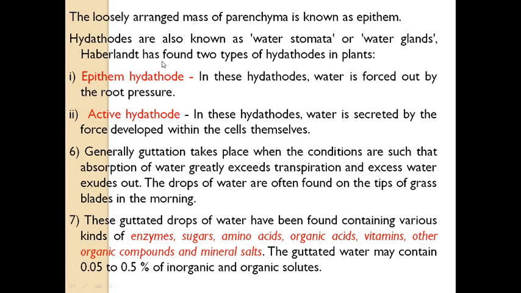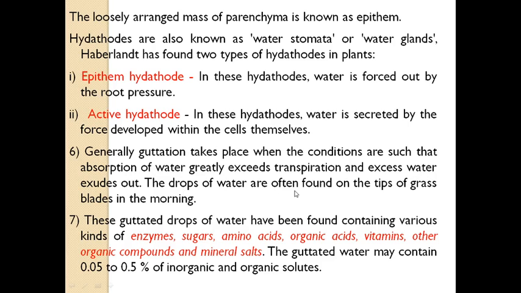Haberlandt found two types of hydathode in a plant. First, the epithem hydathode. In this hydathode, water is forced out by the root pressure. The second type is the active hydathode. In this type, water is secreted by force developed within the cells themselves. Generally, guttation takes place when the conditions are such that the absorption of water greatly exceeds transpiration, and the excess water is exuded out.